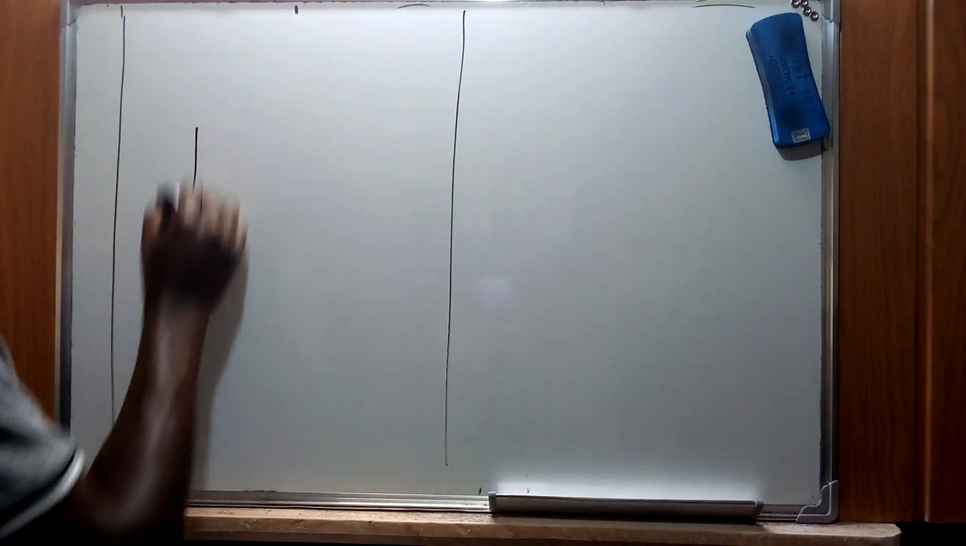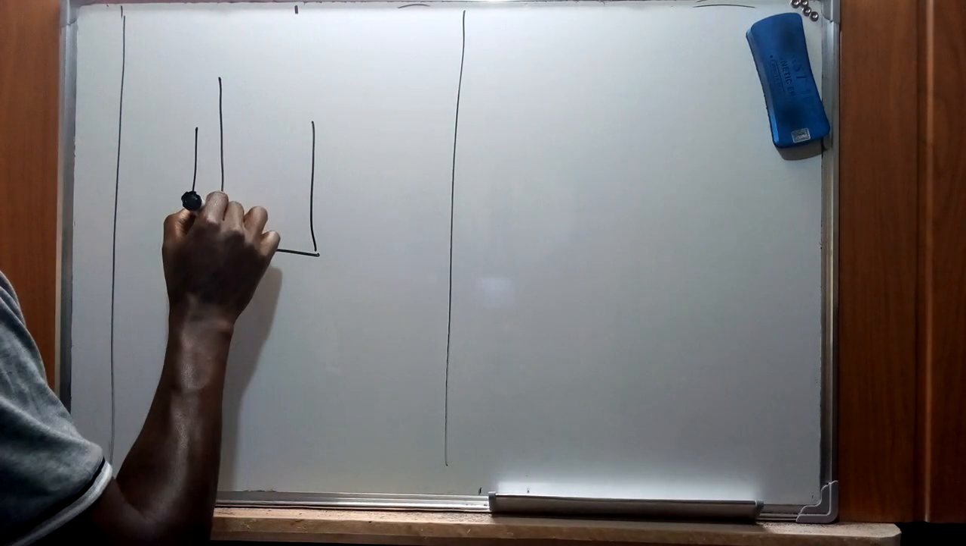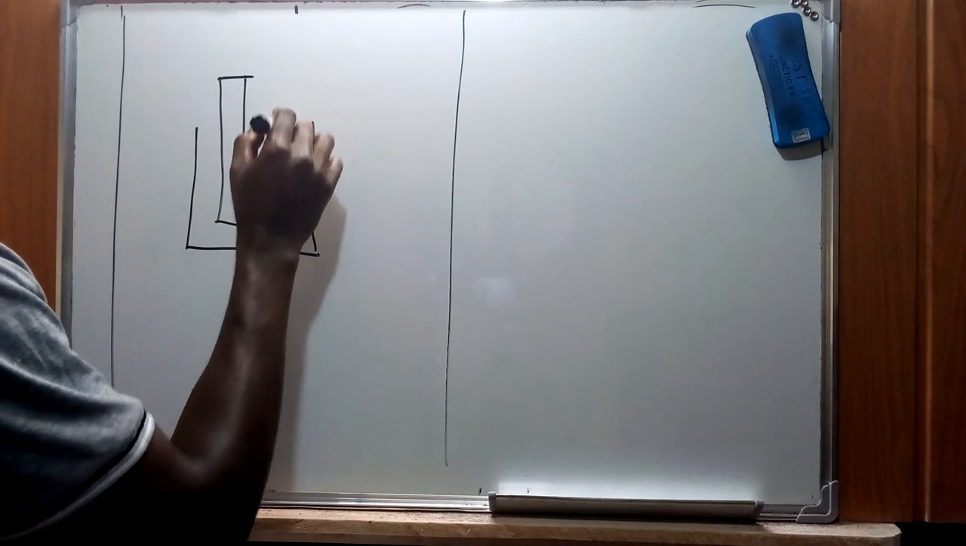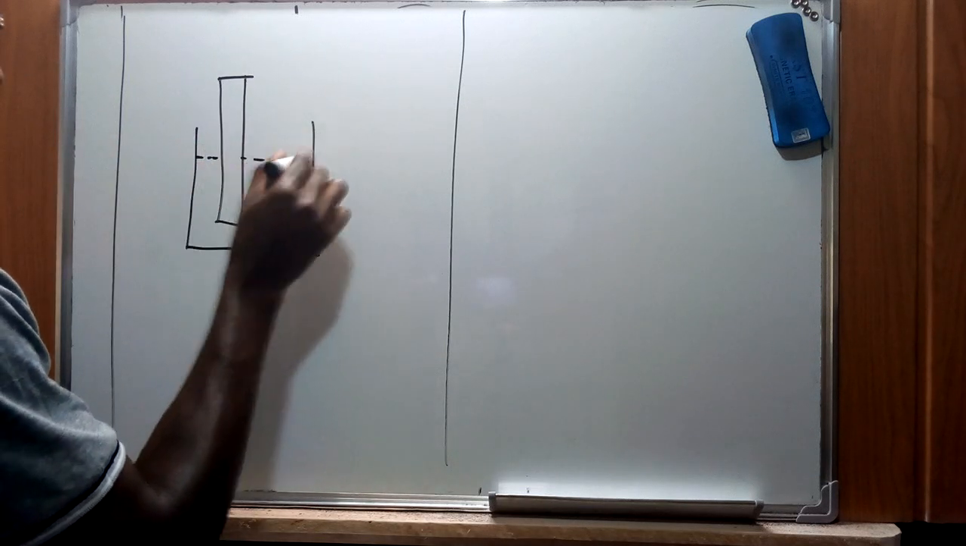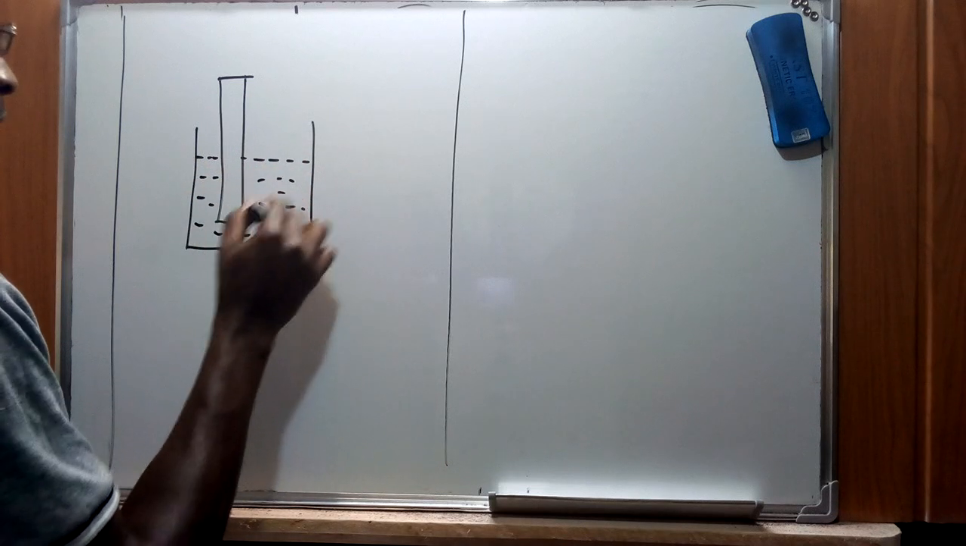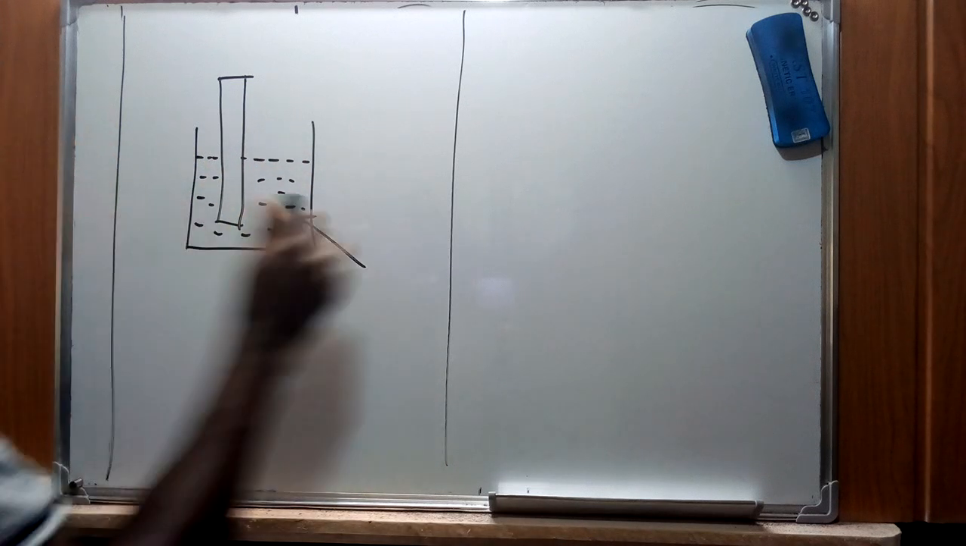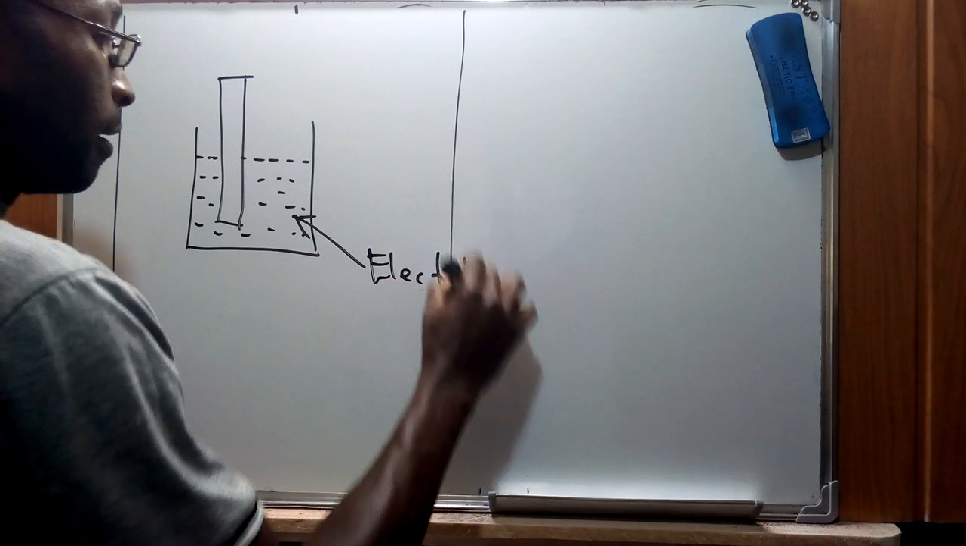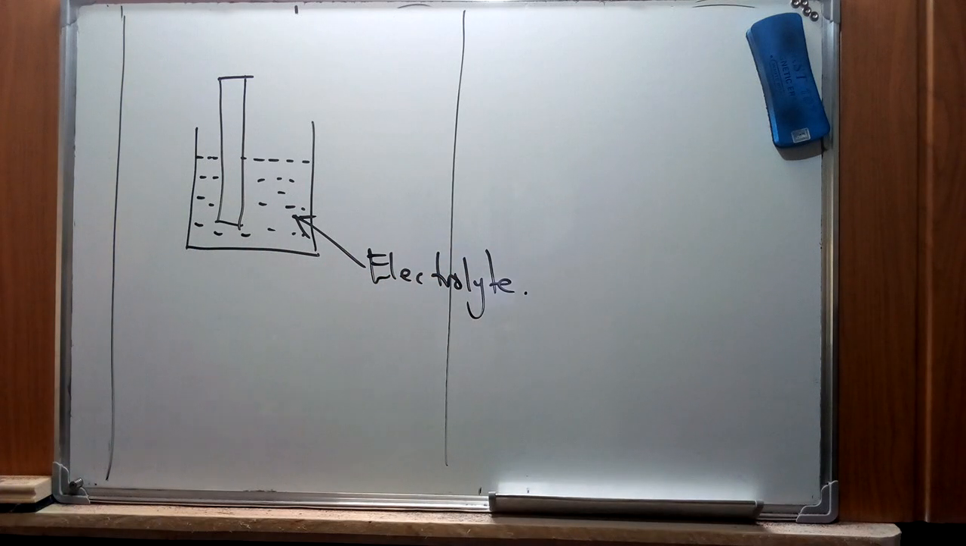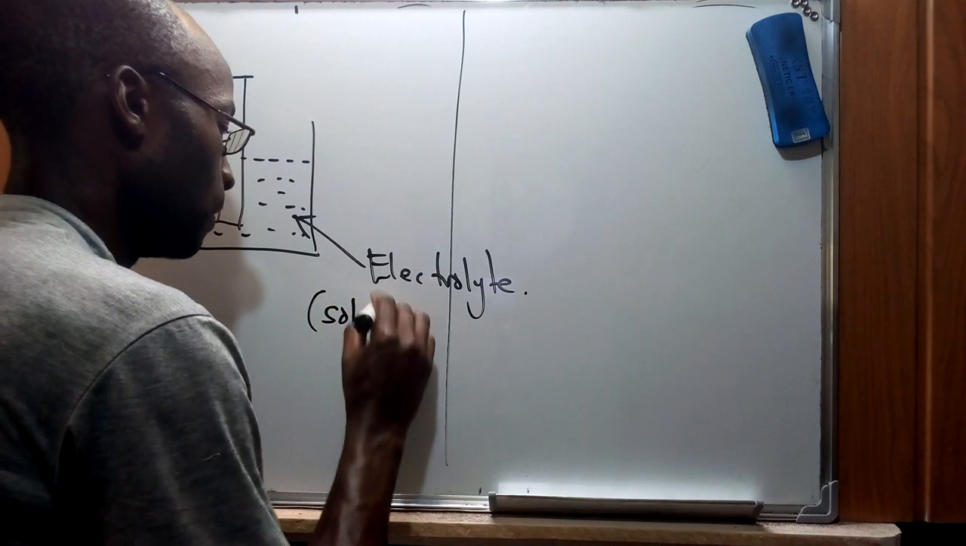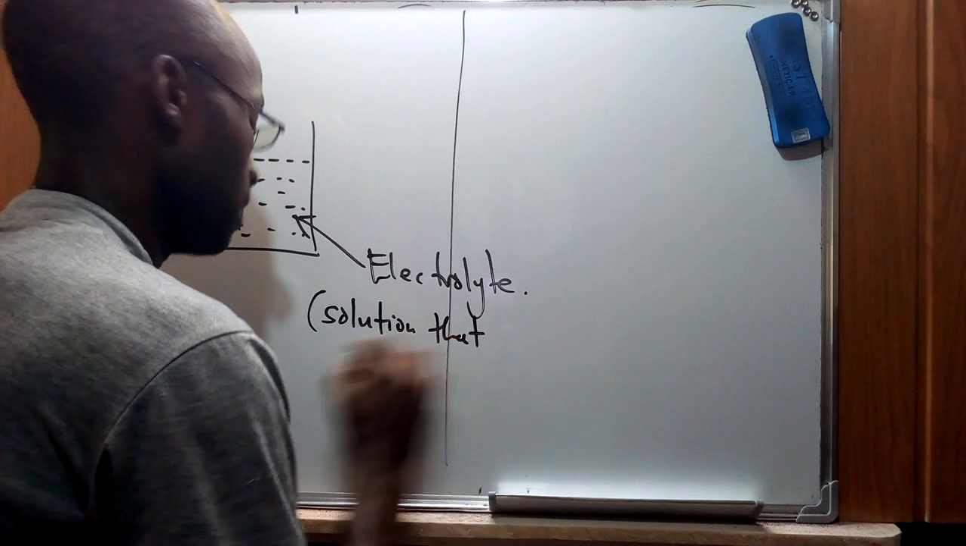Now in this case, we're going to see the cell comprising half cells with the same electrodes and electrolyte. When we were trying to illustrate this, I can just put a simple illustration here. And this is a solution. We said if this is a solution in ionic form, it's going to form an electrolyte, which is a conducting solution, of course. It's a solution that conducts.